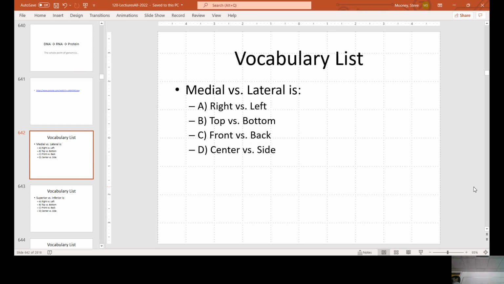So get out your letters. Let's make sure we got our vocabulary down. Medial versus lateral. Medial versus lateral is what? A, left and right, B, top and bottom, C, front and back, D, center and side.